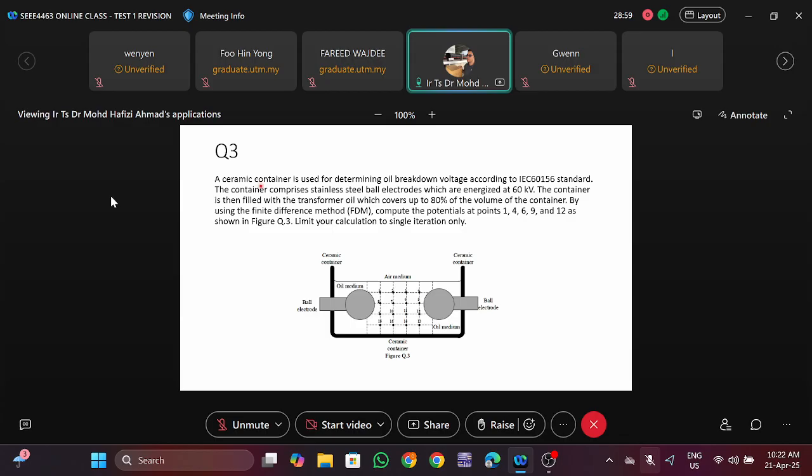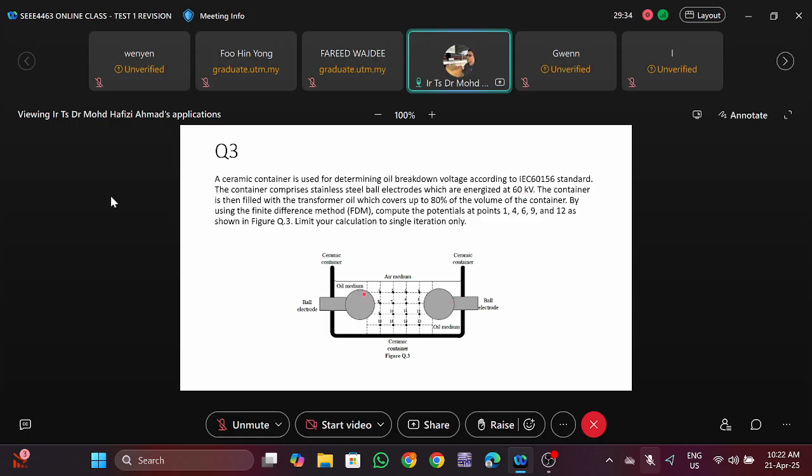We have here a ceramic container used for determining oil breakdown voltage according to this standard, IEC 60156 standard. So basically, the gap is 2.5 millimeters if we consider this IEC standard. We have ball bearing electrodes where the voltage is applied. Okay. So you might see that the container comprises stainless steel ball electrodes which are energized at 60 kV. So it means that both of the electrodes are energized at 60 kV.